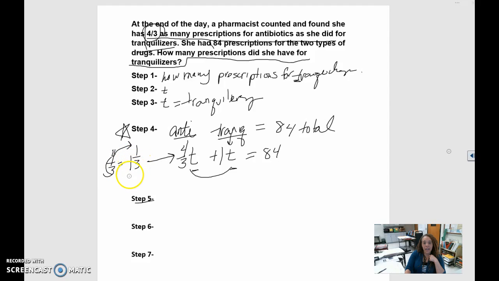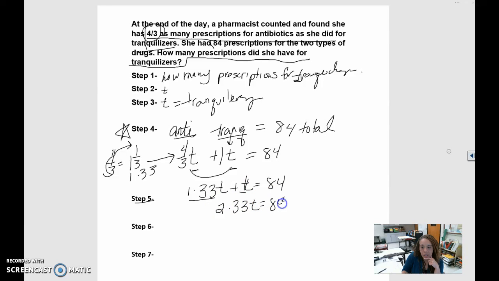When I do that, I actually already know that this is 1.33 because 1/3 is 0.33 on and on. So that's 1.33. The other thing you can do is just put 4 divided by 3 in the calculator. Change that fraction to a decimal. All right? So we are going to end up here with 1.33t plus t equals 84. Again, remember that's a 1 right there, 1t. So when I add 1.33 to 1, I get 2.33t equals 84.